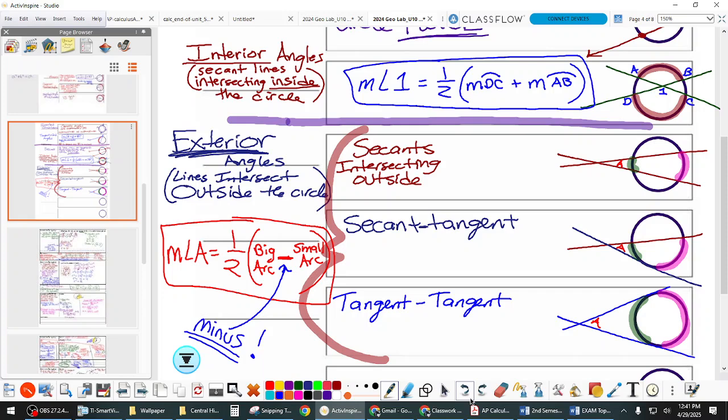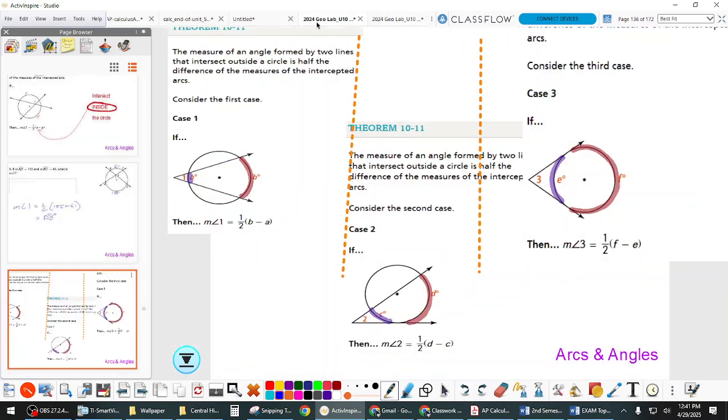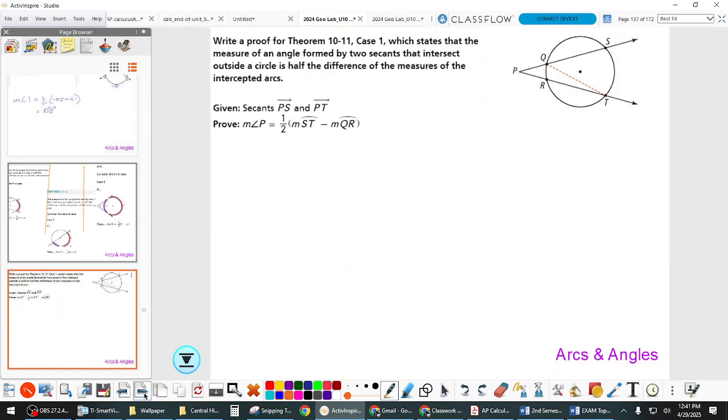Do you feel like you need an example for these, or are you okay with it? I mean, it's the same. The example would run exactly the same as what we just did, except it's minus instead of plus towards the end. Otherwise, it's the same. So here are some example-looking problems.